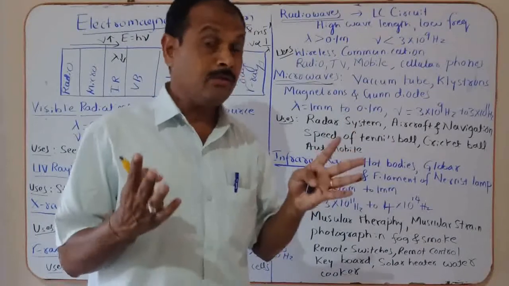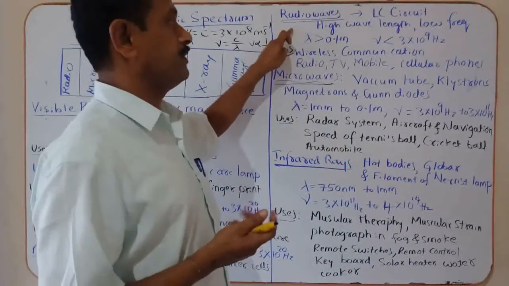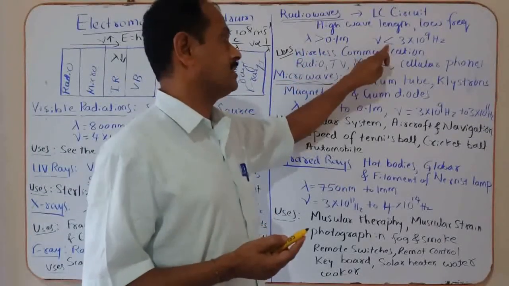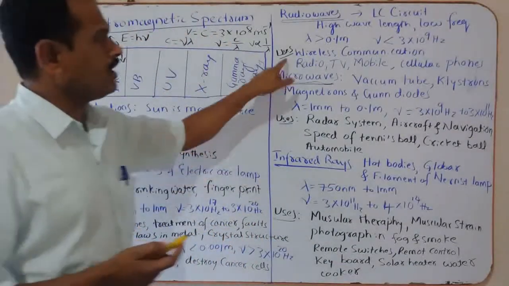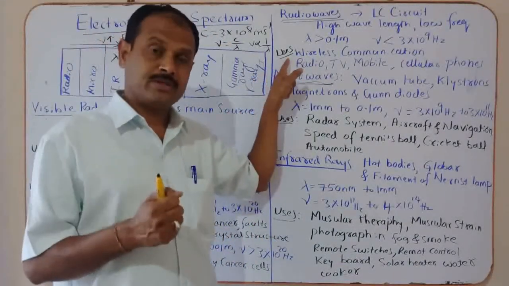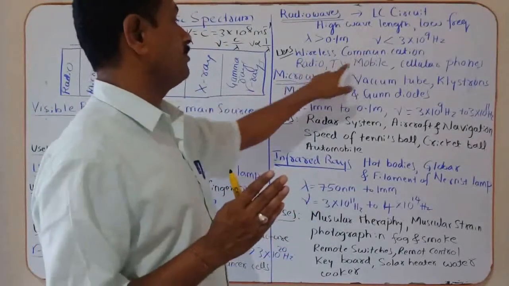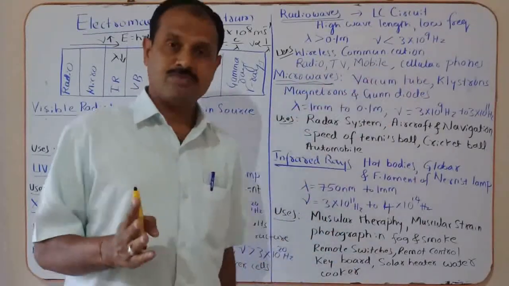They have high wavelength and low frequency. They are called radio waves. Wavelength is greater than 0.1 meter. Frequency is less than 3 into 10 to the power of 9 hertz. Now, what are the uses of the radio waves? The radio waves are used in wireless communication: radio, TV, mobile, cellular phones.